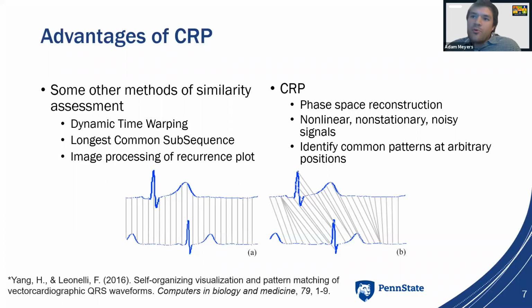And the third one, the most important one for our purposes, is that the cross-recurrence plot can identify common patterns at arbitrary positions. So you're not just taking two signals and trying to align them like in dynamic time warping. You're looking at all the common patterns at arbitrary locations between the two signals.